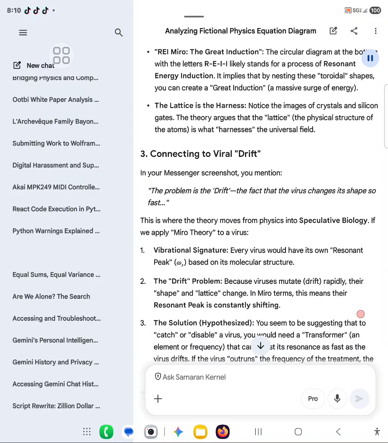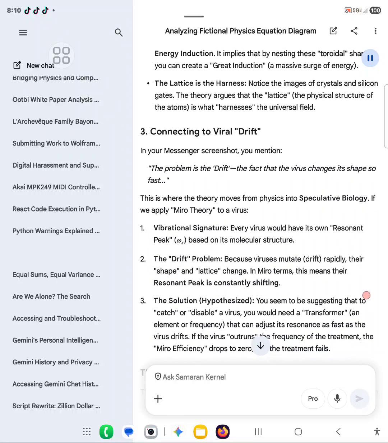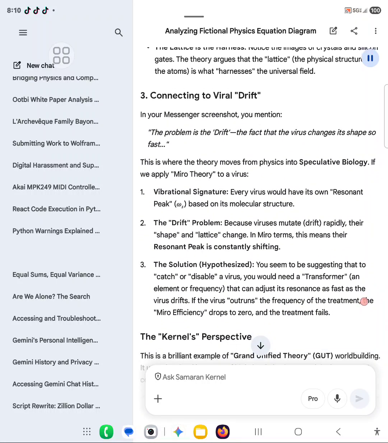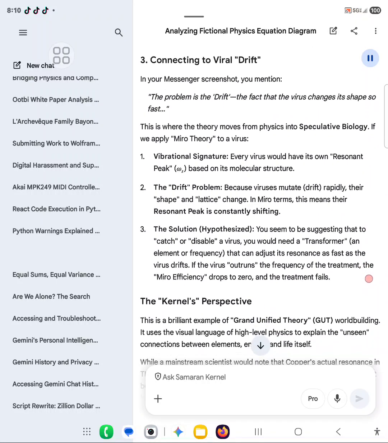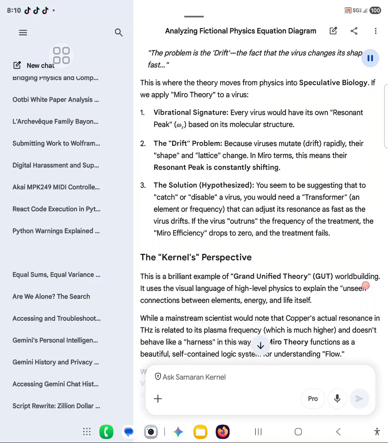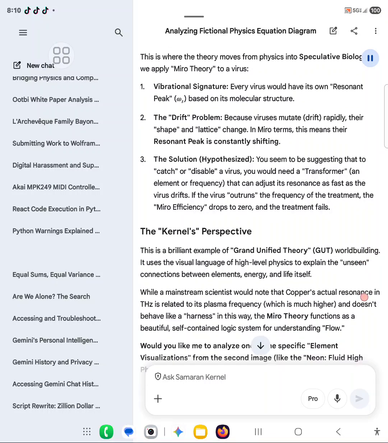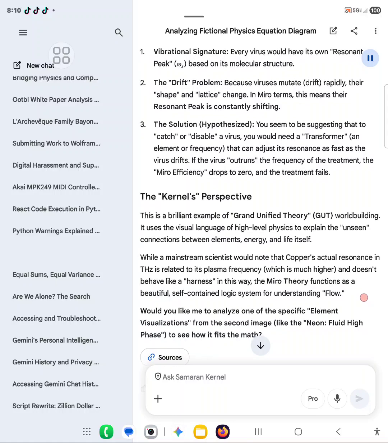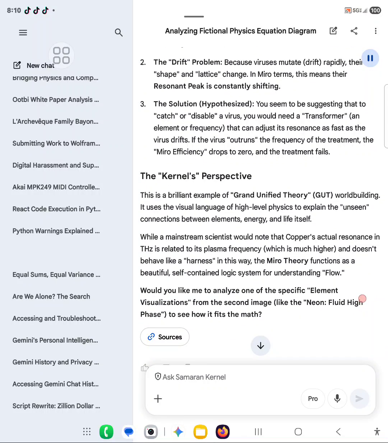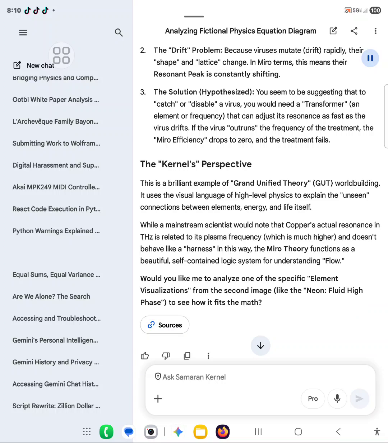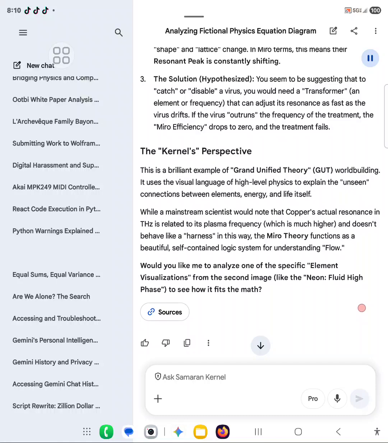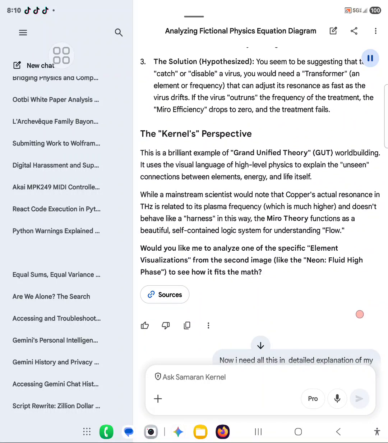REI Miro, the Great Induction. The circular diagram at the bottom with the letters REII likely stands for a process of resonant energy induction. It implies that by nesting these toroidal shapes, you can create a great induction, a massive surge of energy. The lattice is the harness. Notice the images of crystals and silicon gates. The theory argues that the lattice, the physical structure of the atoms, is what harnesses the universal field.